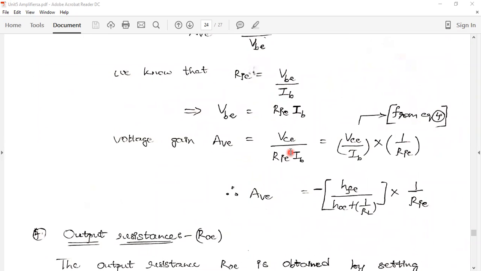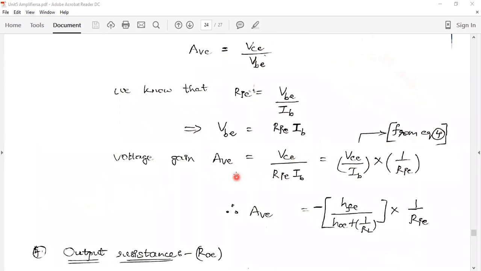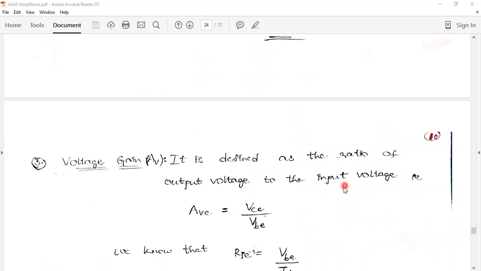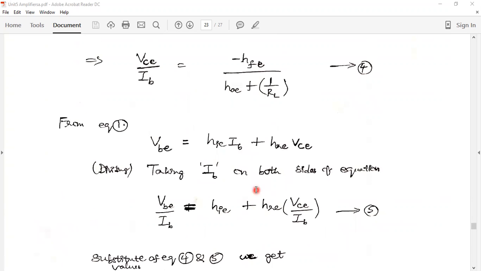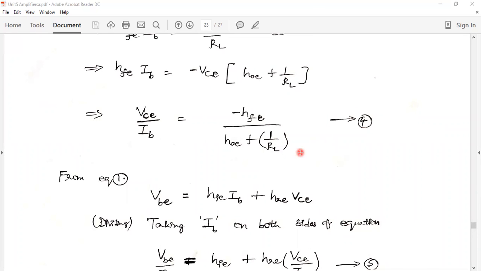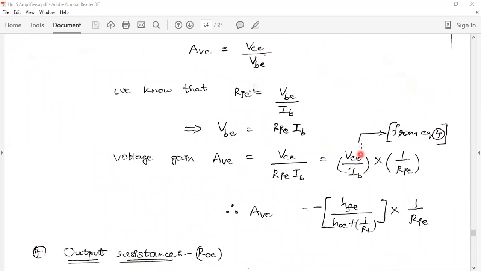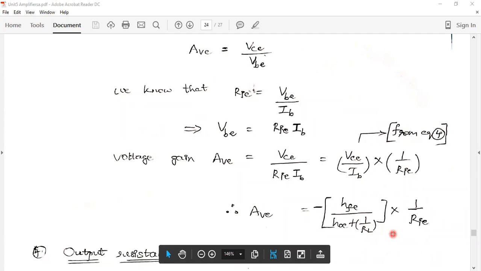Thereafter, voltage gain AV is equal to VCE by VBE, this is the output voltage and this is the input voltage. The input voltage VBE term is replaced here, that is RIE IB. That is equal to VCE by IB into 1 by RIE. Where is this VCE by IB term available to us? It is in equation number 4, so we substitute that here. So once we derive it, these are the same equations I am going to use further. Using the VCE by IB term and substituting here, we get minus of HFE by H0E plus 1 by RL, into 1 by RIE.